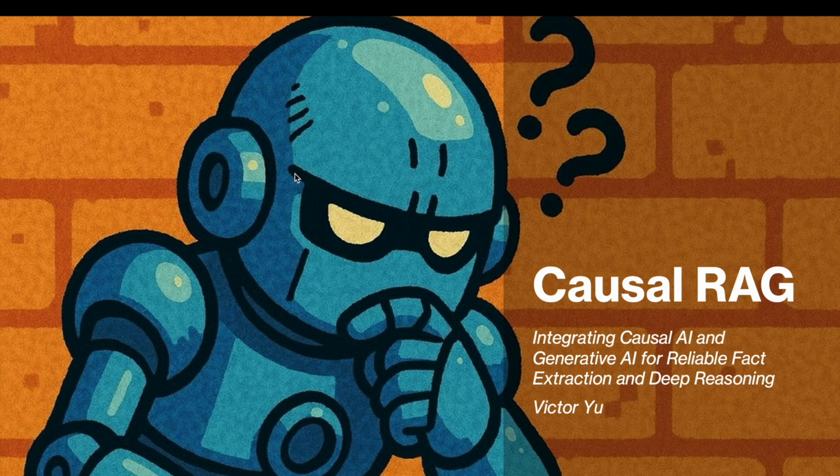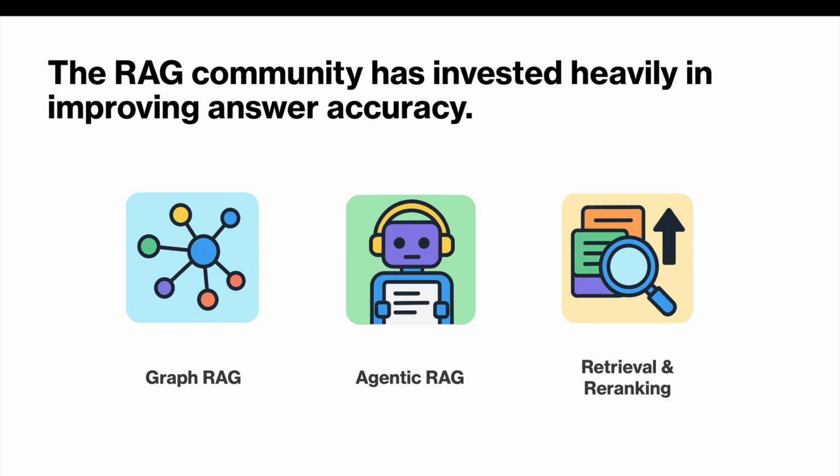Today I will show you our work, Causal RAG. Large language models and RAG have fundamentally changed how we access and interact with information. Over the past few years, the RAG community has invested heavily in improving answer accuracy. A wide range of strategies have emerged, such as graph RAG, multi-agent RAG, advanced retrieval pipelines, and re-ranking techniques, all designed to push the boundaries of reliability and precision.